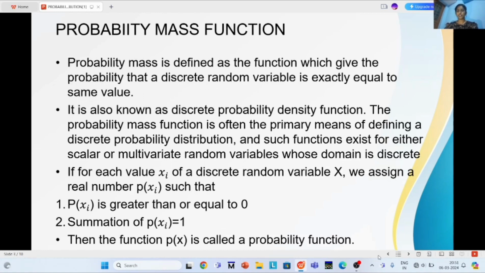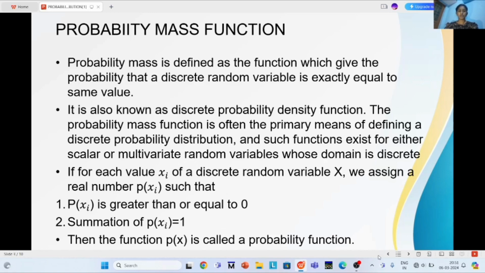Probability mass function is defined as a function which gives the probability that a discrete random variable is exactly equal to some value. It is also known as the discrete probability density function. The probability mass function is often the primary means of defining a discrete probability distribution, and such functions exist for either scalar or multivariate random variables whose domain is discrete.